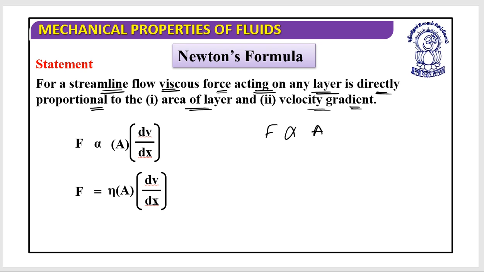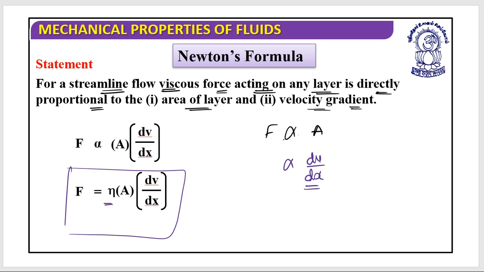The force is directly proportional to the area, and second, it depends on the velocity gradient, which is dv by dx. If I remove the proportionality symbol, F equals eta into A into dv by dx. Now what is this eta? This is the coefficient of viscosity. I hope this is clear.